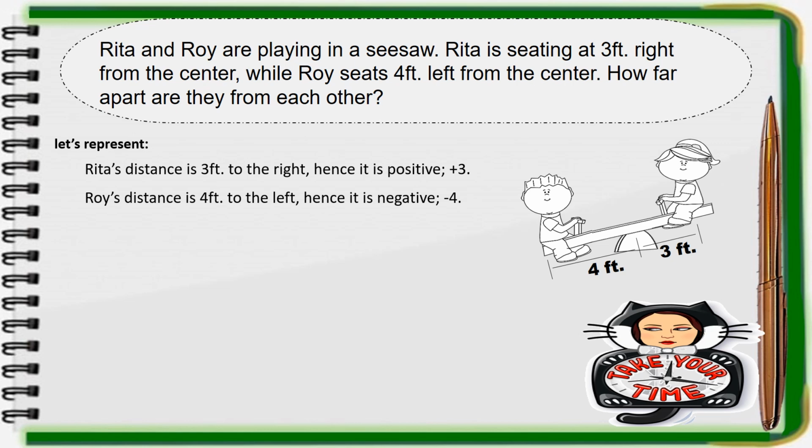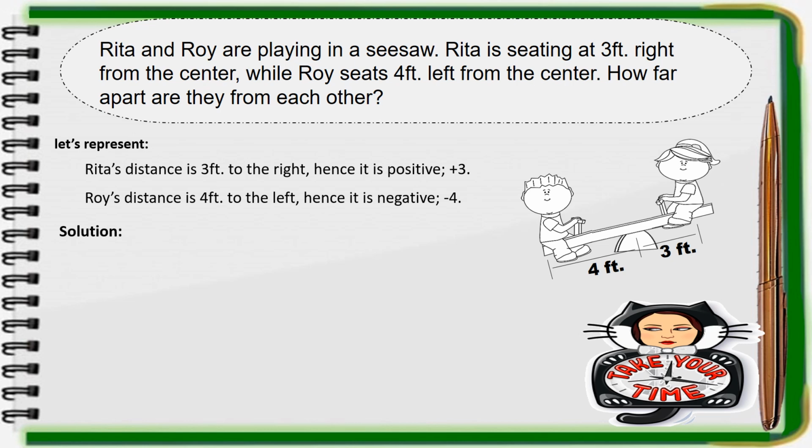Okay. So, tandaan kung paano mag-represent ng mga integers from real-life situation. Okay? So, kapag ito ay may kinalaman sa number line or direction, ang lahat ng papuntang kanan ay positive at ang lahat ng papuntang kaliwa ay negative. Okay? So, let's solve our problem.